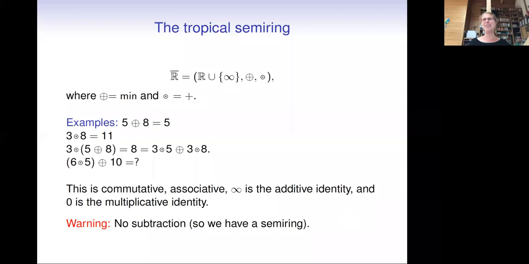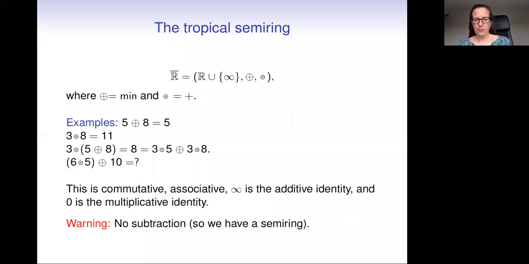The minimum of 10 and 11 is 10. Perfect. Good. What do I want you to notice about this? We can all do the arithmetic, and we notice that this is commutative. So minimum is commutative. Addition we already knew was commutative. It's associative. Infinity is the additive identity: the minimum of 7 and infinity is 7. And 0 is the multiplicative identity.